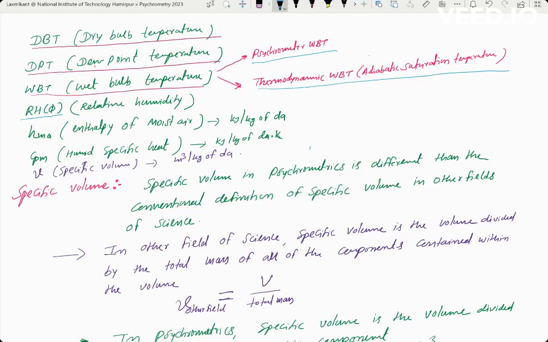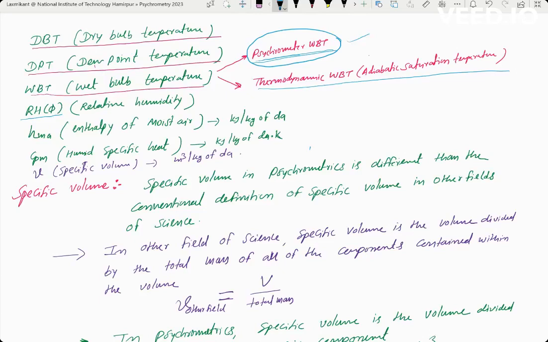Thermodynamic wet bulb temperature is a true thermodynamic property, but this psychometric wet bulb temperature is not a true thermodynamic property, and we have seen the difference between them, and the difference is very less. So for all practical purposes, this psychometric wet bulb temperature is considered as a thermodynamic wet bulb temperature for all the analysis, because we can easily measure the wet bulb temperature using a sling psychrometer.